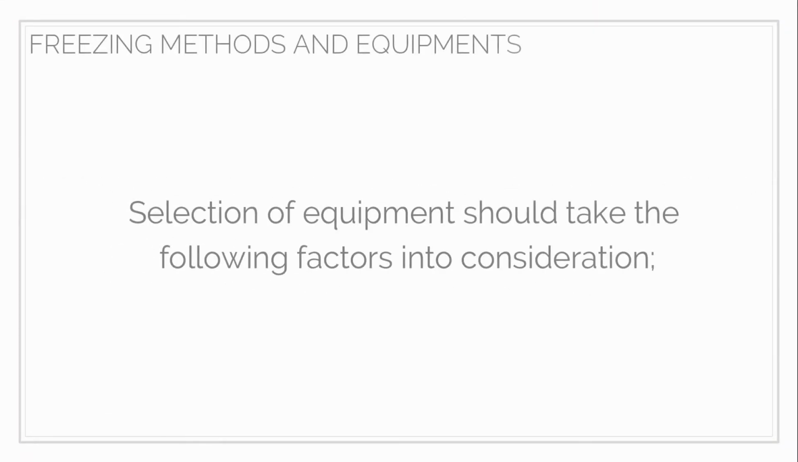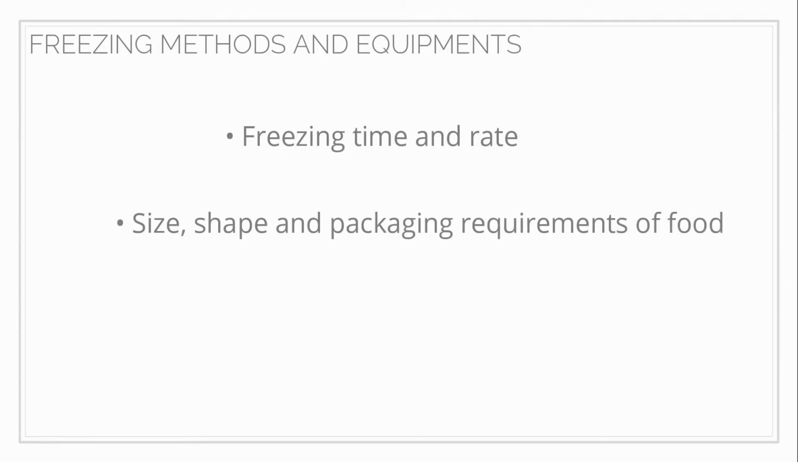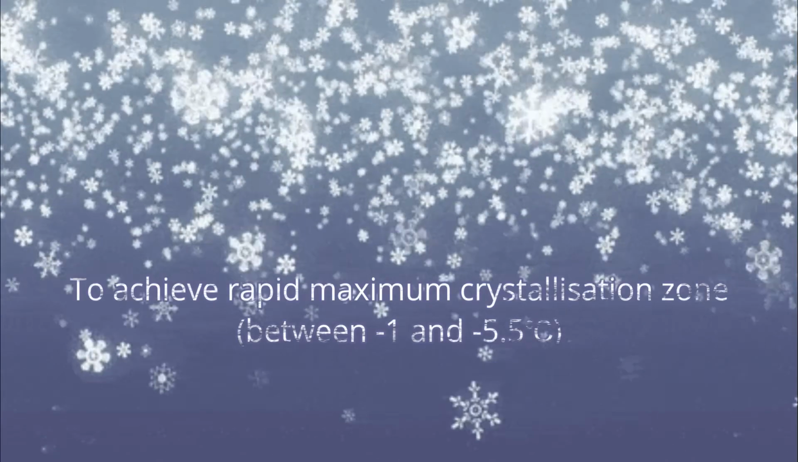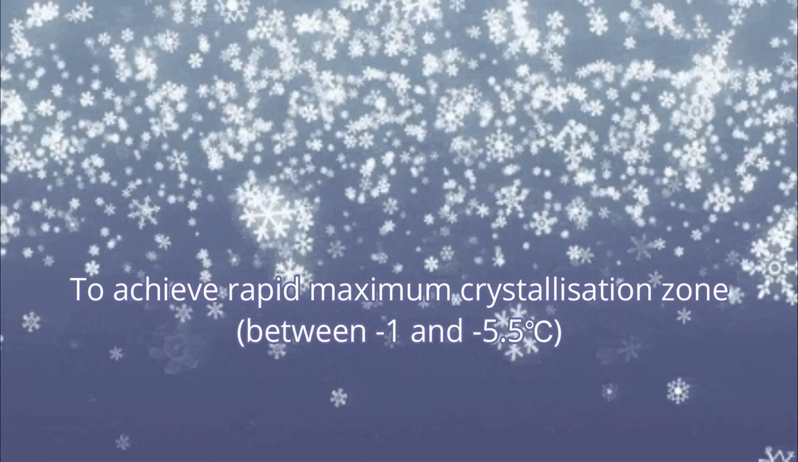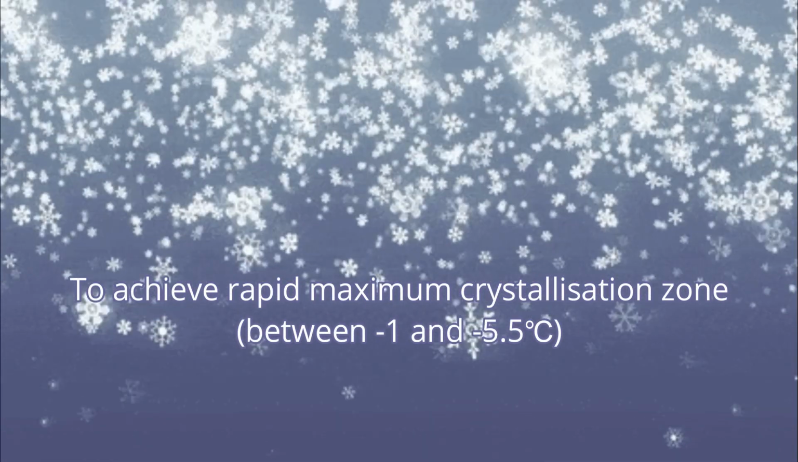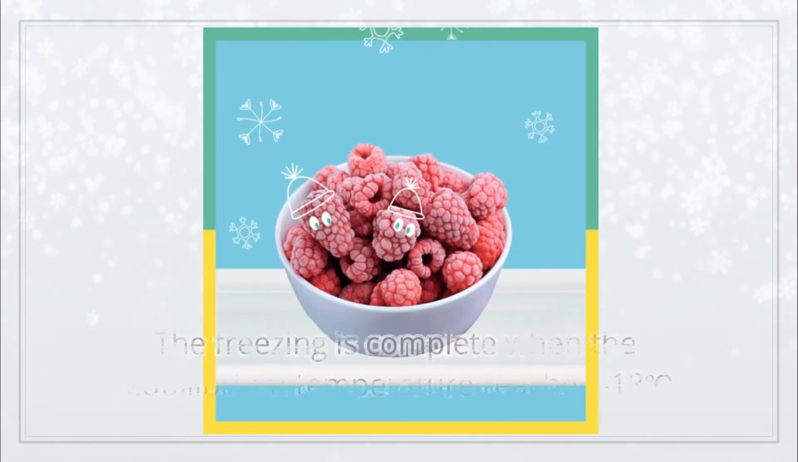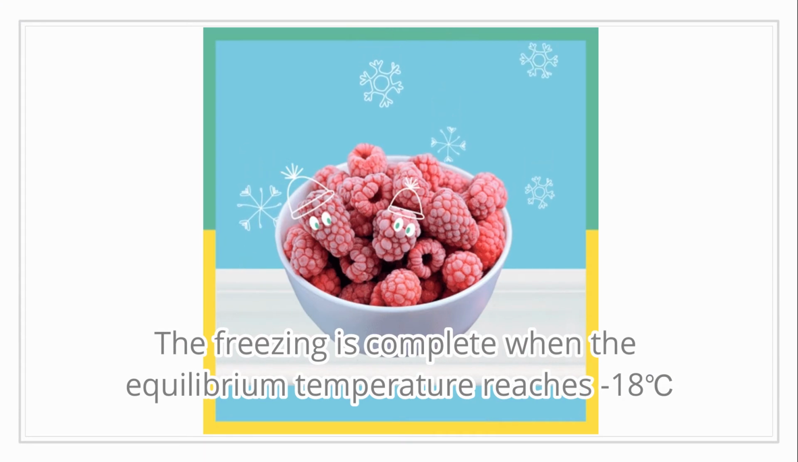Selection of equipment should take the following factors into consideration: freezing time and rate, size, shape, and packaging requirements of food, batch or continuous operation, which depends on production scale and number of product types. The main goal of freezing is to achieve rapid passage through the maximum crystallization zone between -1 and -5.5 degrees Celsius. The freezing is complete when the equilibrium temperature reaches -18 degrees Celsius.